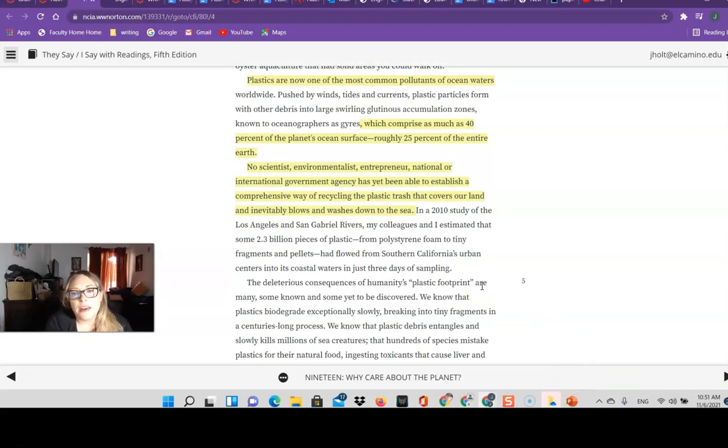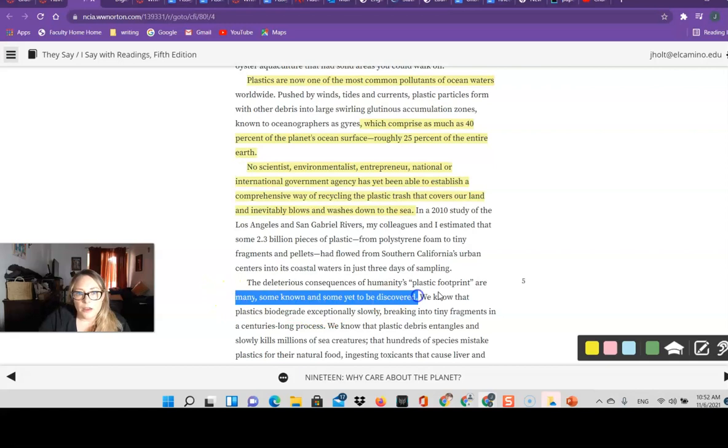In a 2010 study of the Los Angeles and San Gabriel rivers, my colleague and I estimated that some 2.3 billion pieces of plastic, from polystyrene foam to tiny fragments and pellets, had flowed from Southern California's urban centers into its coastal waters in just 3 days of sampling. Okay, so this is our area. So this is something that we definitely should care about, right? The deleterious consequences of humanity's plastic footprint are many, some known and some yet to be discovered. Okay, so we know that they're going to talk about many different effects, right?